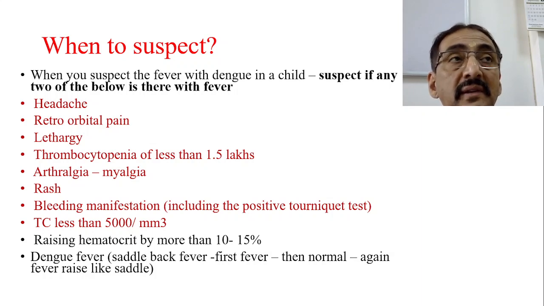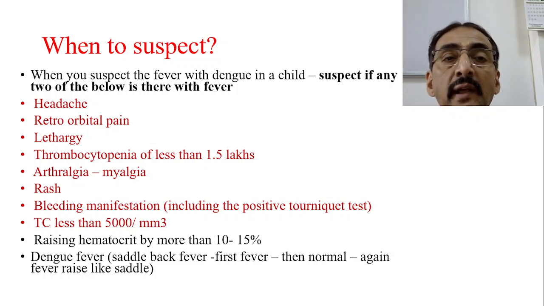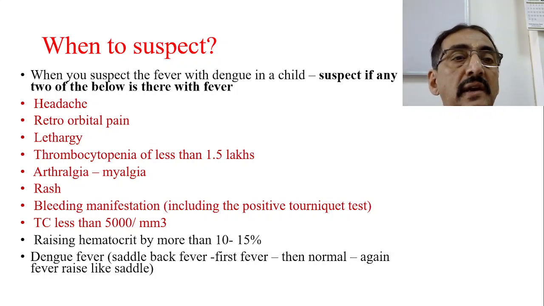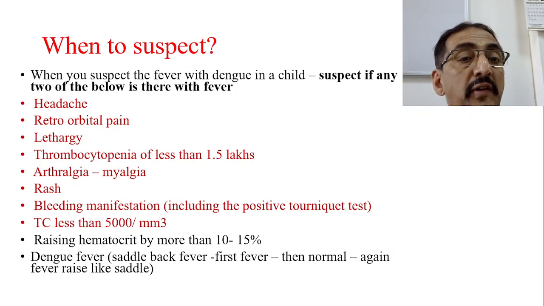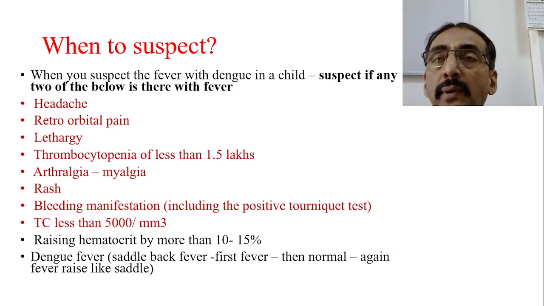So these are the important points that you have to suspect for dengue fever. Okay, a child is having fever, but along with the fever, if the child has got headache, retroorbital pain, lethargy, intolerable body pain, thrombocytopenia, raising hematocrit, leukopenia, bleeding manifestations, positive tourniquet test. Okay, so these are all the things which help to give a clue that this particular problem may be dengue fever.